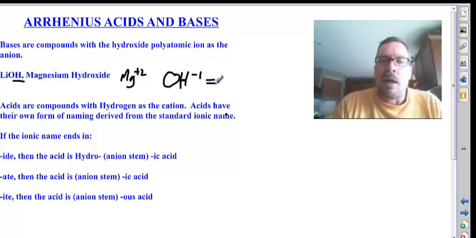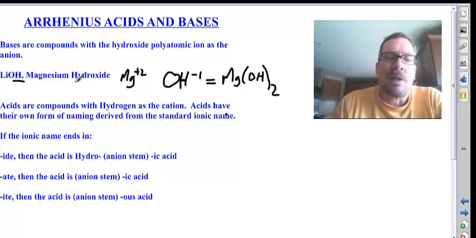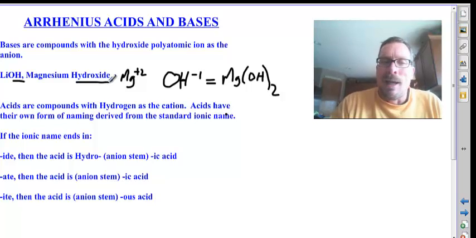And so again, the balanced formula would just be Mg. I need parentheses, don't forget them, because I need more than one of this polyatomic. I need 2 hydroxides to neutralize my ionic charges. And there you go. So that's really it for bases. It's recognizing that when I see hydroxide, I'm talking a base, and there's no change to the name.